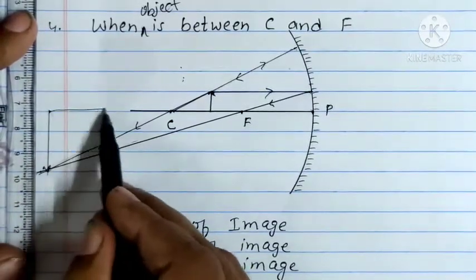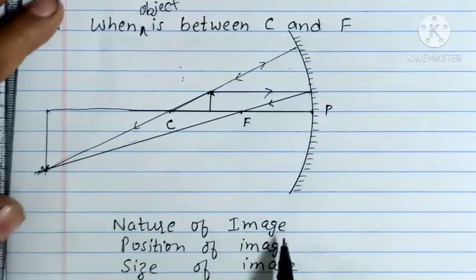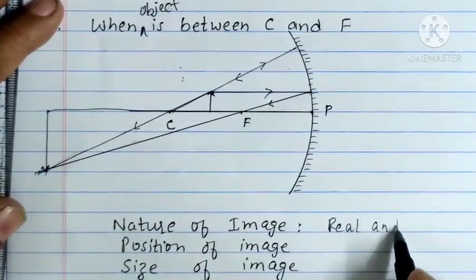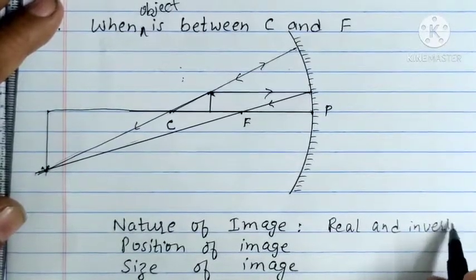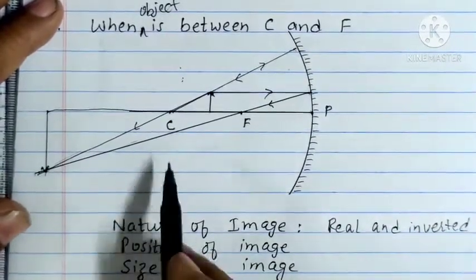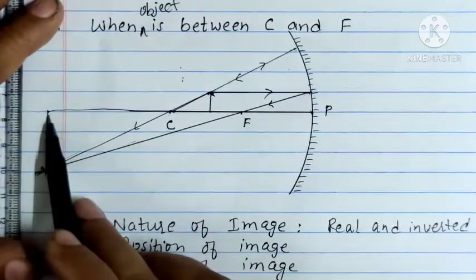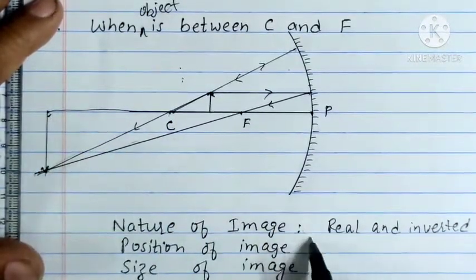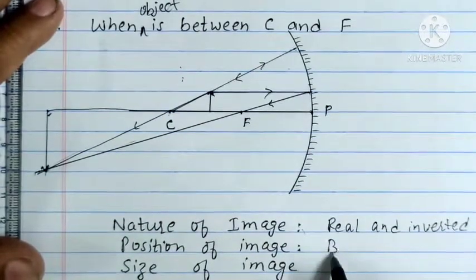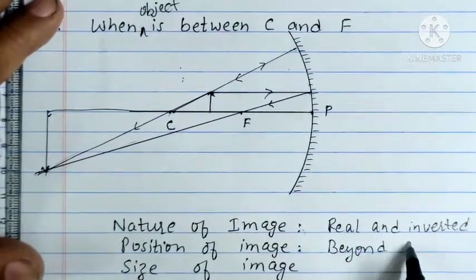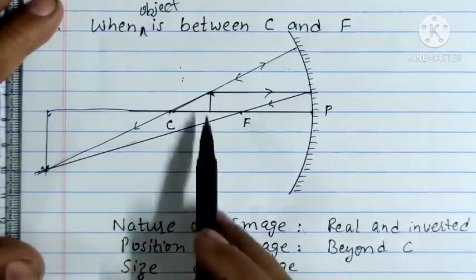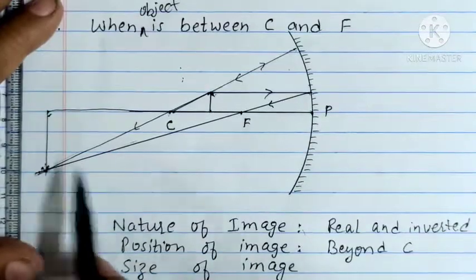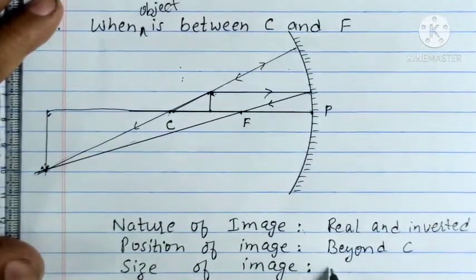Now as you can see, the nature of the image will be real and inverted. The position of the image is beyond the center of curvature, beyond C. And the size of the image, as you can see clearly, this is the size of the object, this is the size of the image, and the size of the image is magnified.